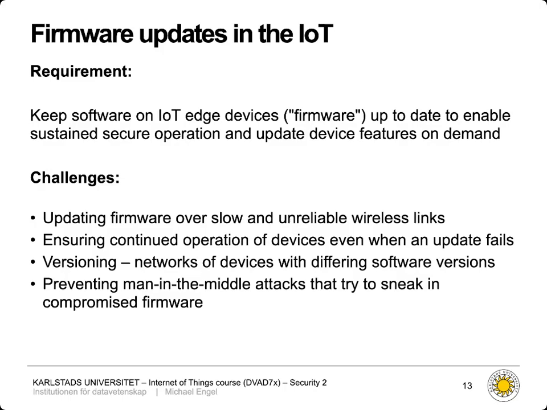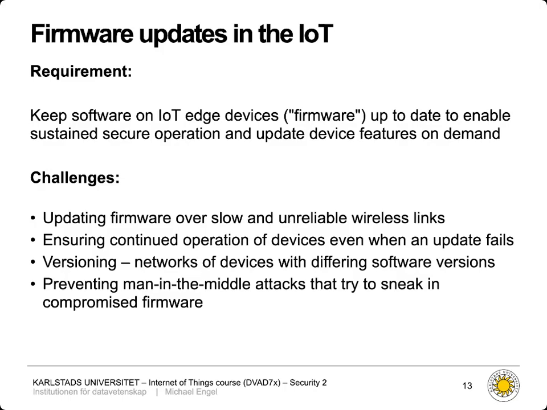We need to keep it up to date to enable sustained secure operation, even if new security problems with the software on your device are found while it's operating. You should be able to update devices on demand, and not only for security. Of course, this would also enable you to add device features to an already existing device that's out in the field. So we have some challenges, like updating the firmware over slow and unreliable wireless links.